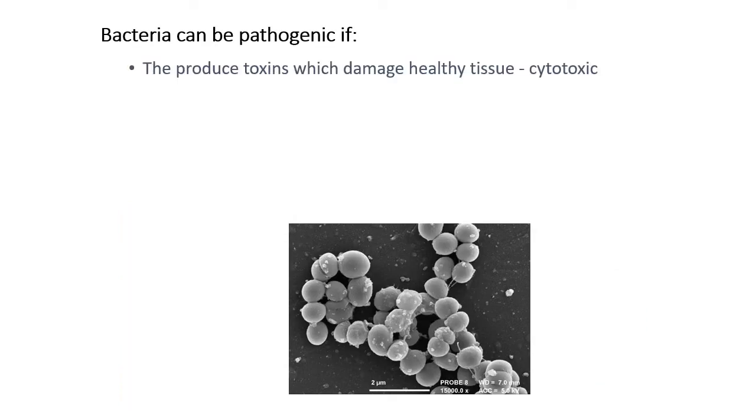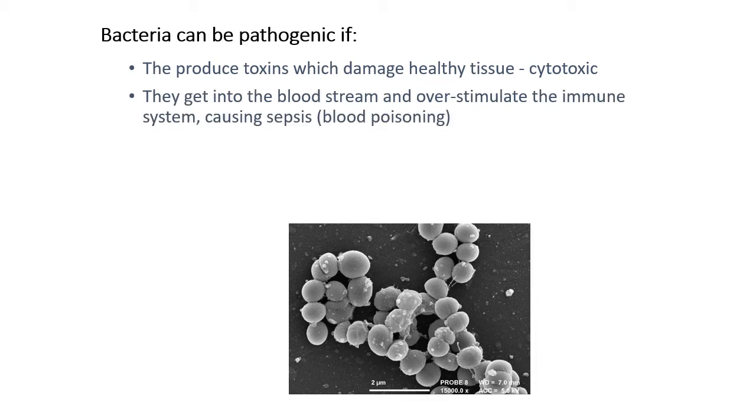Before we start, I think it's useful to think what can make a bacteria pathogenic. What makes a bacteria toxic to us, humans or animals? There are a number of different mechanisms. One is that they can produce toxins which directly damage healthy tissue. They can get into the bloodstream. You generally do not want bacteria in your bloodstream. Blood should be pretty much sterile, and if they do get in, they can overstimulate the immune system, which can lead to sepsis, or indeed understimulate the immune system, which can also lead to sepsis.